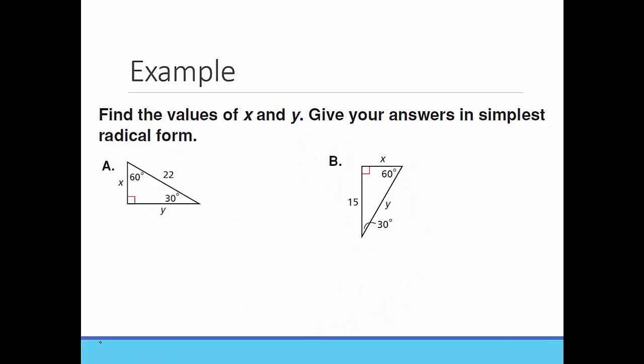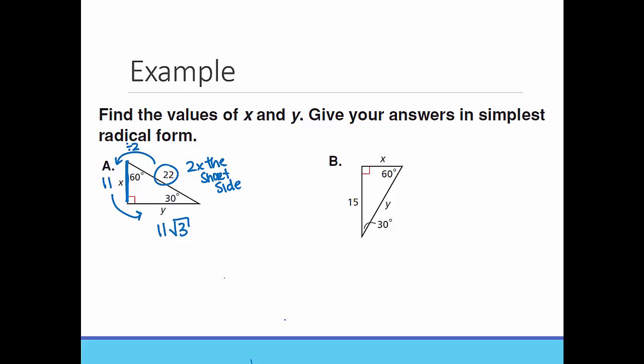So let's do an example of this one. Find the values of x and y, give your answer in simplest radical form. So they tell me that this is a 30, 60, 90 triangle. That's all I need to know. I always find my short side first. So my short side here is related to my hypotenuse. Remember, this is 2 times the short side. So if it's 22, that means my short side has to be cut in half, or 11. And then remember, your long leg is whatever your short side is times the square root of 3. So that side is 11 root 3.